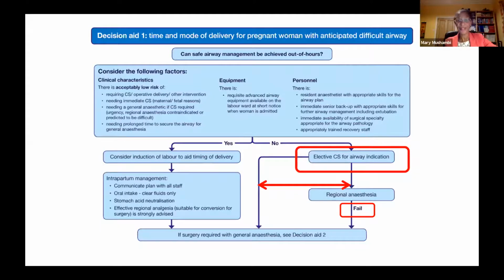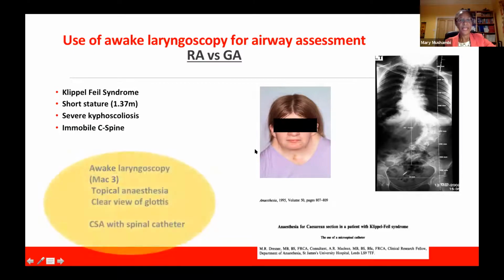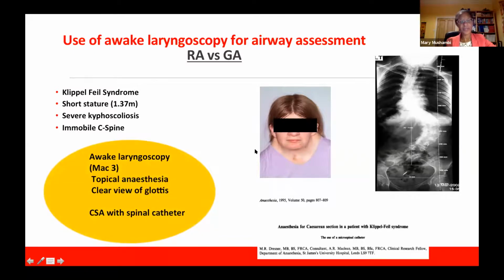Well, I don't have a complete answer for this, but I can give you some suggestions which come in the form of this case report from 1995 by Martin Dresner. And what they did is they used awake laryngoscopy as an airway assessment. So it was a patient with the Klippel-Feil syndrome, a bit similar to my patient here, with a difficult airway and a difficult back. And what they did is they did an awake laryngoscopy, and they used a Macintosh blade.